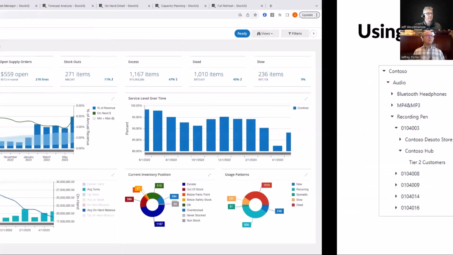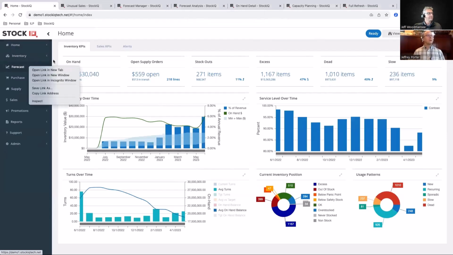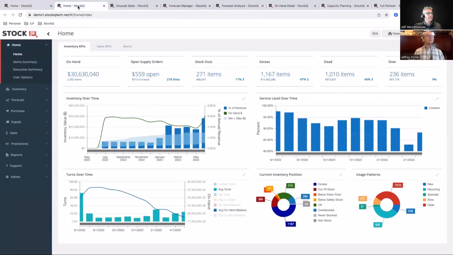Step number one, let's take a look at data. So within StockIQ, let's go into the Forecast Manager, and we're going to open up the Forecast Manager, and we're going to look at this hierarchy and show you what that looks like. Okay, forgive me here. I've got too many screens open, and I'm having a difficult time getting at what I want to look at here.